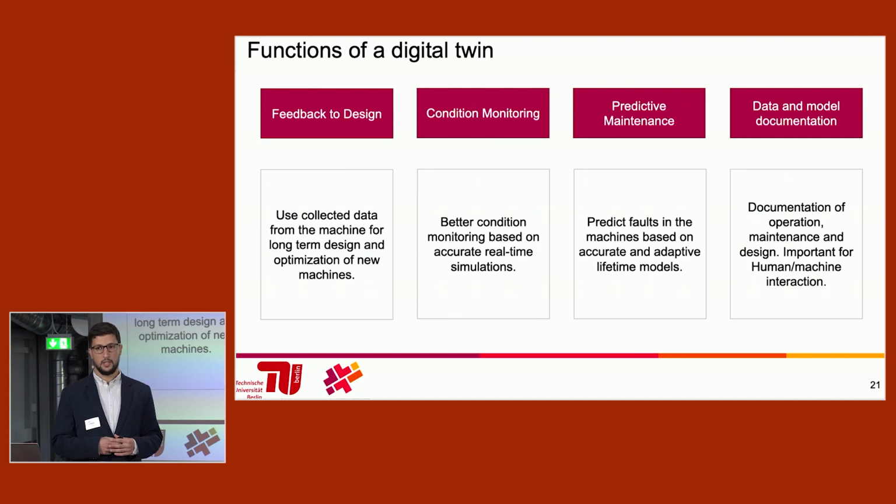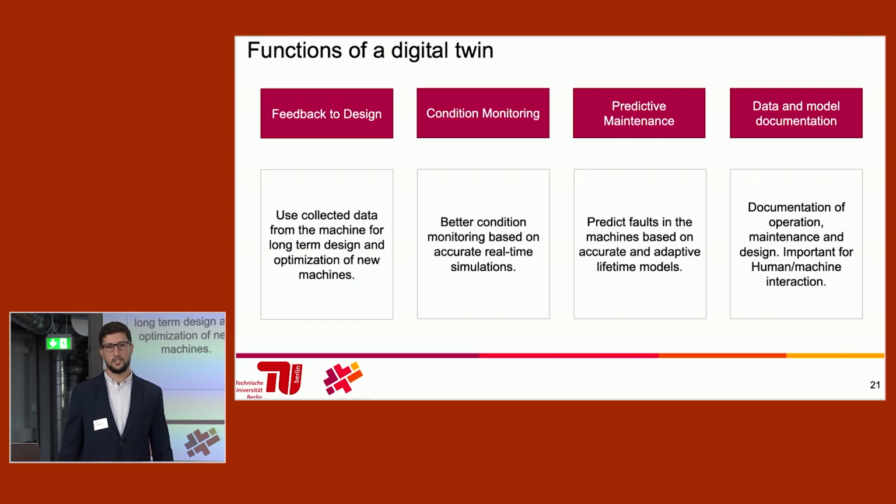So the first one of the functions is feedback to design, meaning we use the data that we get from the machine to get better designs in the future, and for that we need very accurate models. The second one is condition monitoring, and for that we need real-time simulations because we want to react very fast to problems that may happen in operation.